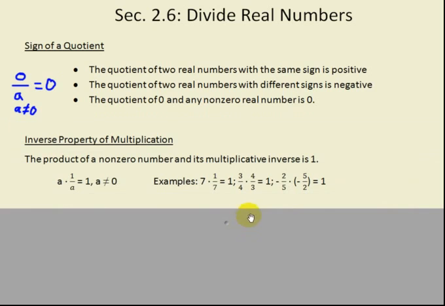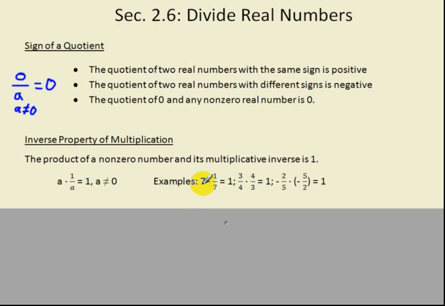Okay, speaking of the connection to multiplication, we're going to look at the inverse property of multiplication. This tells us that if we take a non-zero number and multiply it by its multiplicative inverse, we get 1. That's the definition of a multiplicative inverse. So whatever you take times a to get 1, that's the multiplicative inverse. In the case of a whole number or an integer, we get that by putting it underneath a 1. You'll see something different in the case of fractions, as in our examples here. Again, a cannot be 0 because we cannot divide by 0.